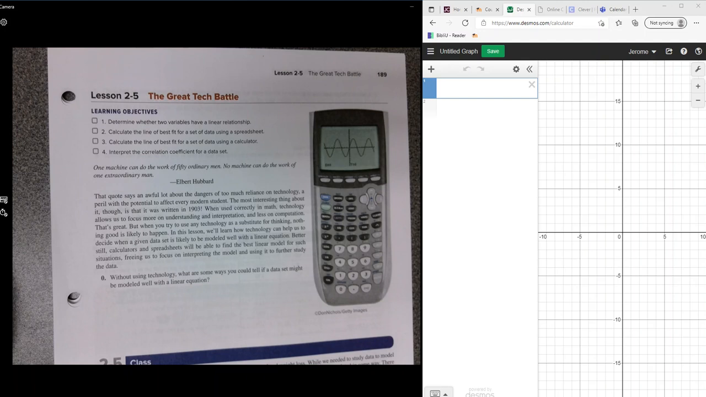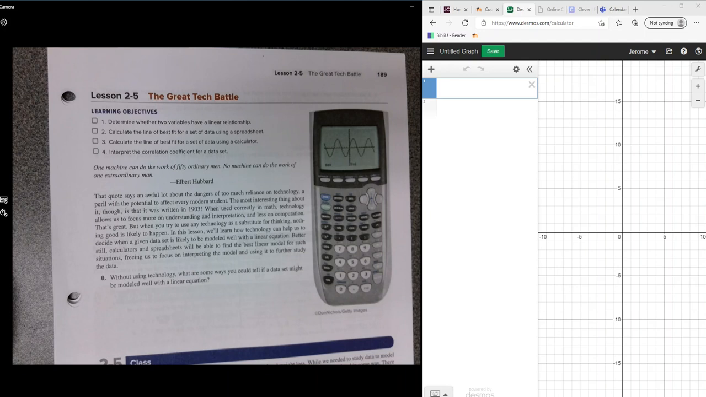It says, "One machine can do the work of 50 ordinary men. No machine could do the work of one extraordinary man." Elbert Hubbard. The quote says an awful lot about the dangers of too much reliance on technology, a peril with the potential to affect every modern student. The most interesting thing about it, though, is that it was written in 1903.